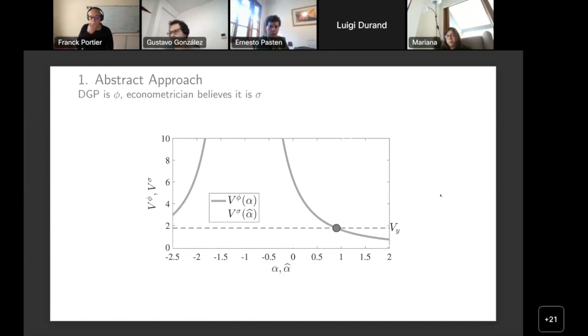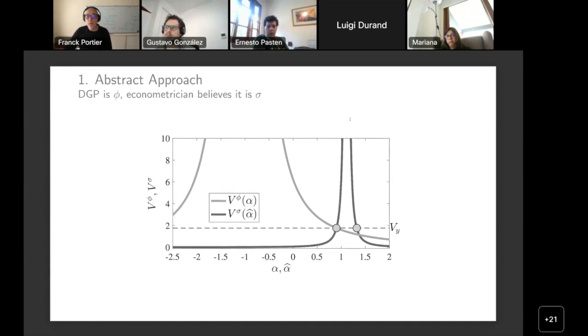Now I'm the econometrician. I believe that in the real world, the central bank is following a state rule. So as a function of alpha hat, that is the formula that gives me the variance of y. So what do I do when I do the estimation? I'm computing this line here, and I'm looking at the alpha hat for which it's equal to what I see in the data. It's moment matching, if you want. And you see that I have two values. I have one which is the right one, and I have one which is wrong, which is biased.